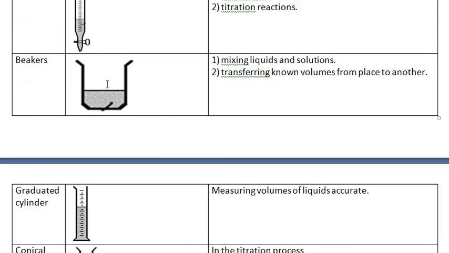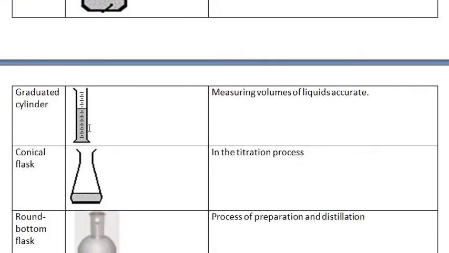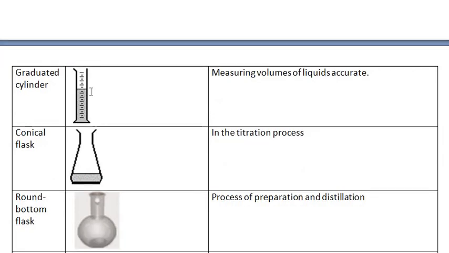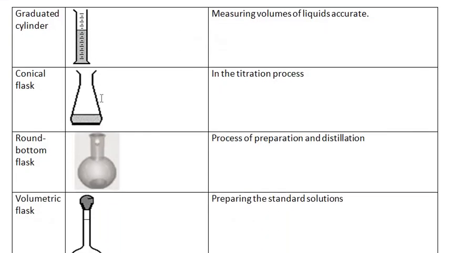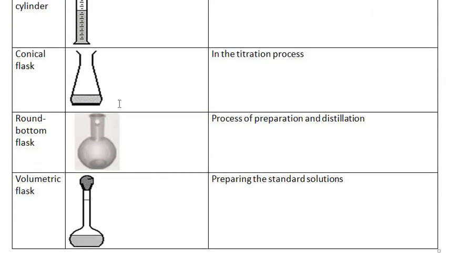This is called a beaker. This beaker is used for mixing liquids and solutions, or you can put liquids here and transfer them from one place to another. This is called a graduated cylinder, used to accurately measure the volume of liquids and solutions. It can also be used for measuring the volumes of irregular solid objects. This is called the conical flask. This is used in titration processes.